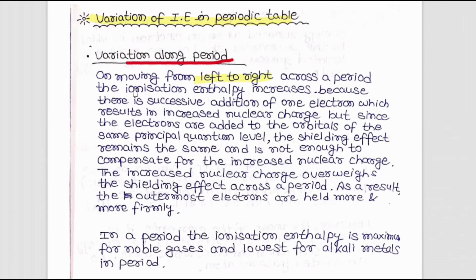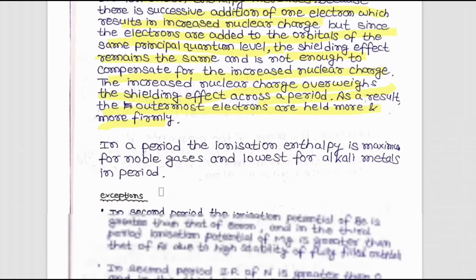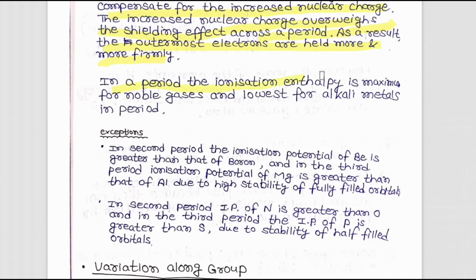across a period, the ionization enthalpy increases because of the successive addition of one electron, which results in increased nuclear charge. But since the electrons are added to the orbitals of the same principal quantum level, the shielding effect remains the same, and it is not enough to compensate for the increased nuclear charge. The increased nuclear charge outweighs the shielding effect across a period. As a result, the outermost electrons are held more and more firmly. In a period, the ionization enthalpy is maximum for noble gases and lowest for alkali metals.